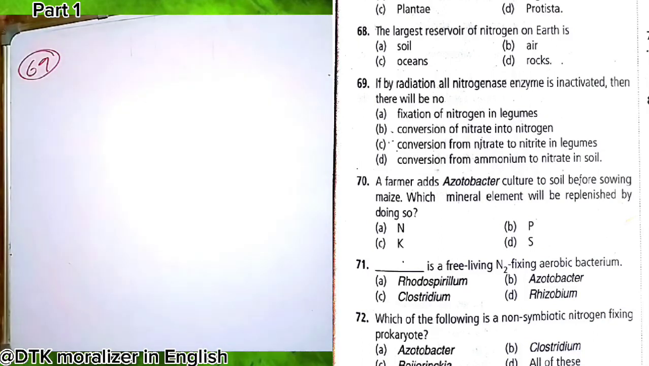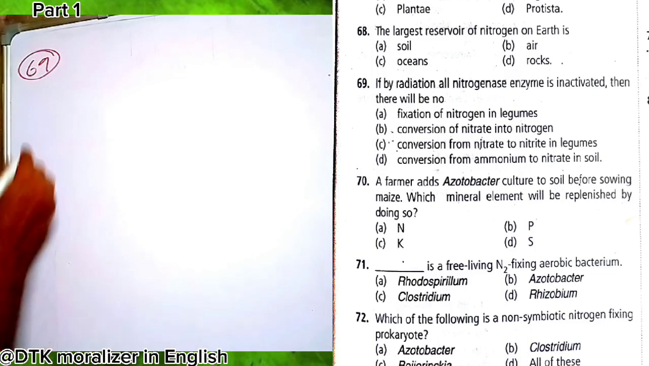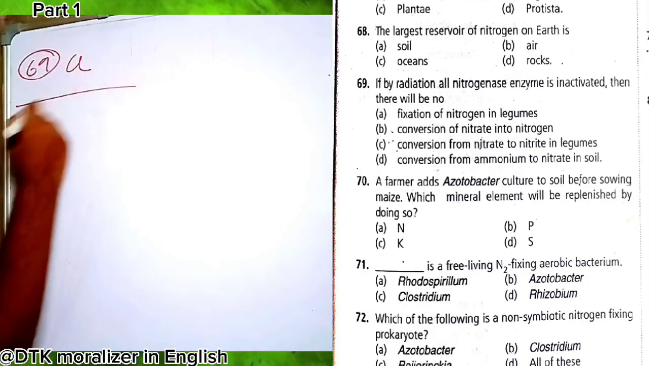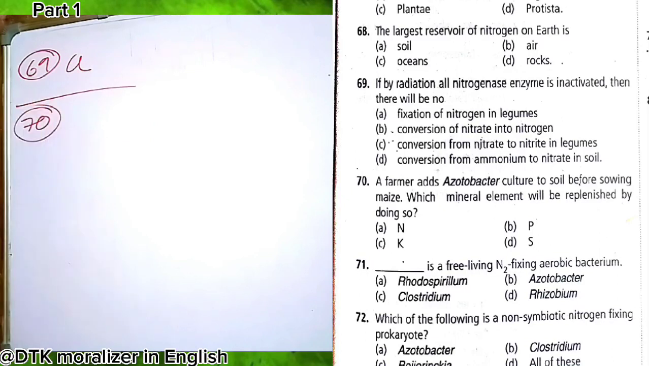Now question number 69. If by radiation all nitrogenase enzyme is inactivated, then there will be no fixation of nitrogen in legumes, conversion of nitrate into nitrogen, conversion of nitrite to nitrate, or conversion of ammonium to nitrate in soil. So option A, fixation of nitrogen in legumes is not possible.